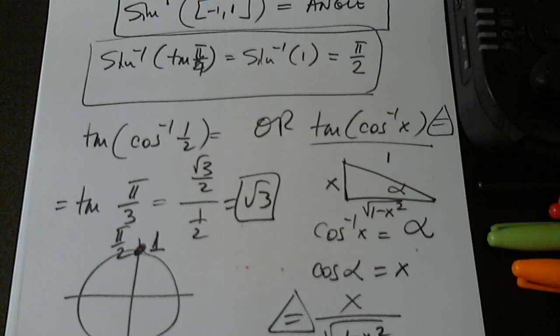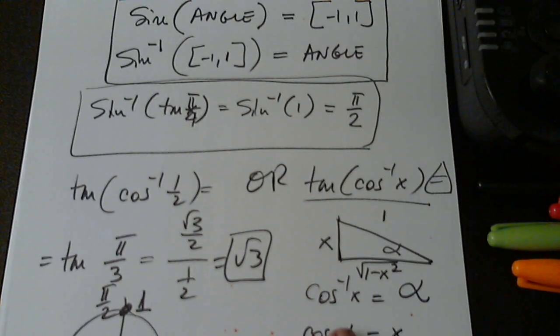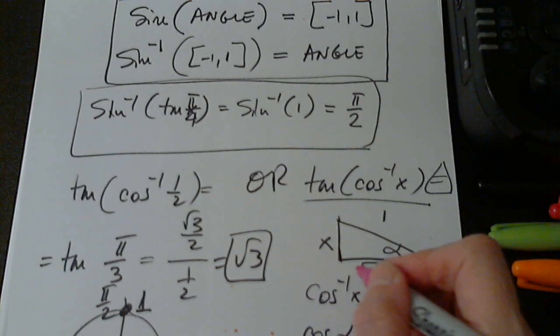Can I ask a question? Yes, about the course. Any question? When you did the triangle and you wrote cosine of theta equals x, isn't cosine adjacent over hypotenuse? So shouldn't the x be on the bottom? Yes. Thank you.